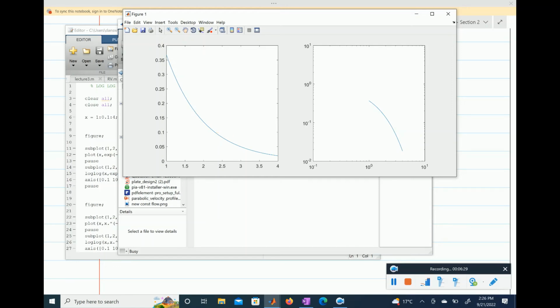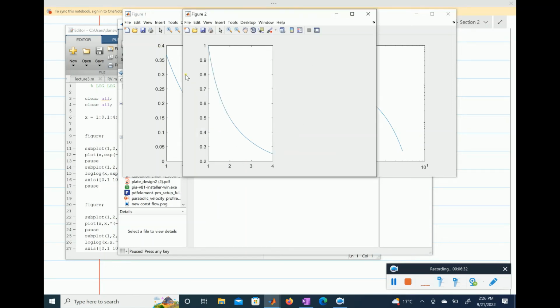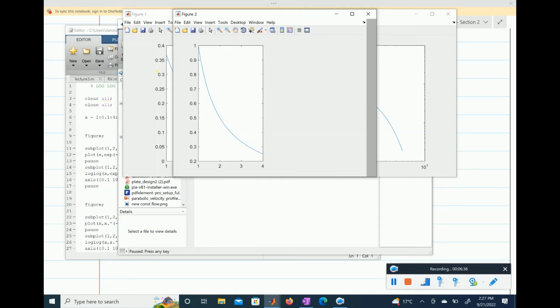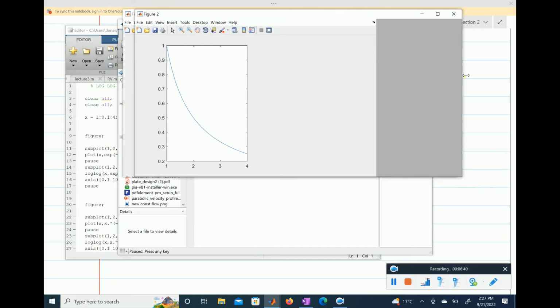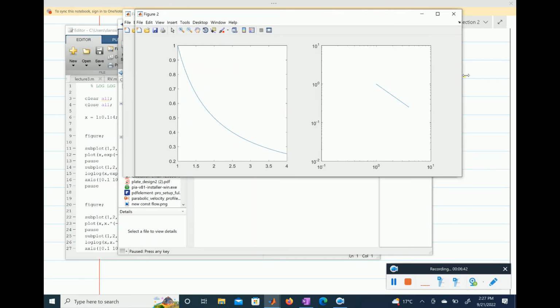Now let's take another example. Now I have this function. It looks in linear scale quite similar. So what happens if we now plot it in log-log? When we plot the same data in log-log, now it is a straight line. So what we learn is that this is a power law. If you have a straight line in the log-log plot, you have a power law.